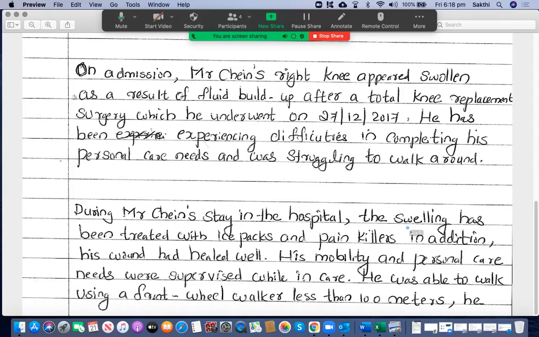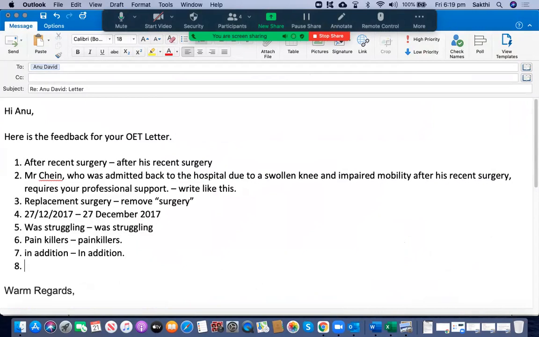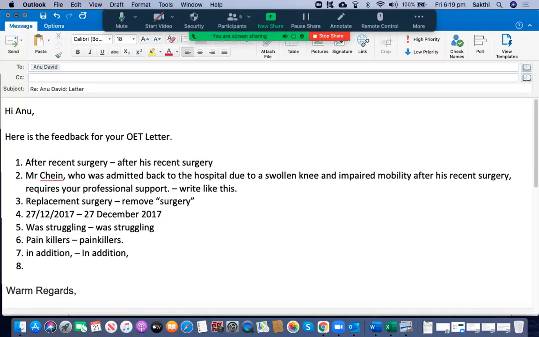In addition, his wound. Okay, look at this one. Whenever you start with "in addition," usually it needs to start in a new sentence. So you should have put a full stop here. So this is an incomplete sentence. And then instead of writing "in addition" with a small i, you should have started it with a capital I. And there should be a comma, and you have already placed the comma. I'm happy with that. But it is the use of small and capital letters.